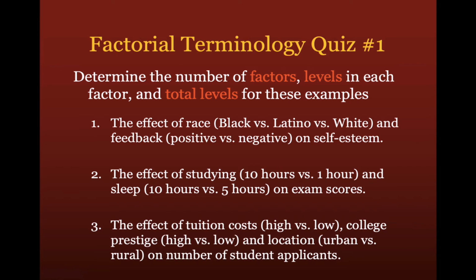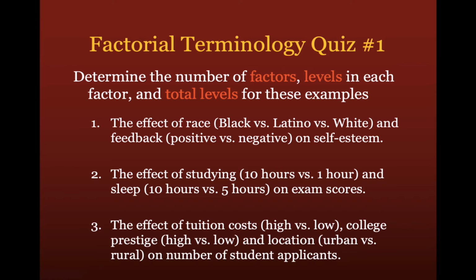Those are our independent variables. For race, there are three levels: black, Latino, white. For feedback, there are two levels: positive or negative. So in total, we have 6 conditions or 6 levels. This would be considered a 3x2 factorial design.